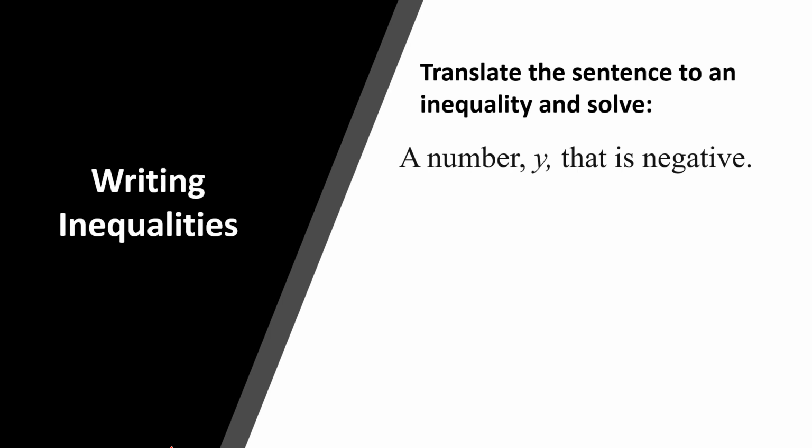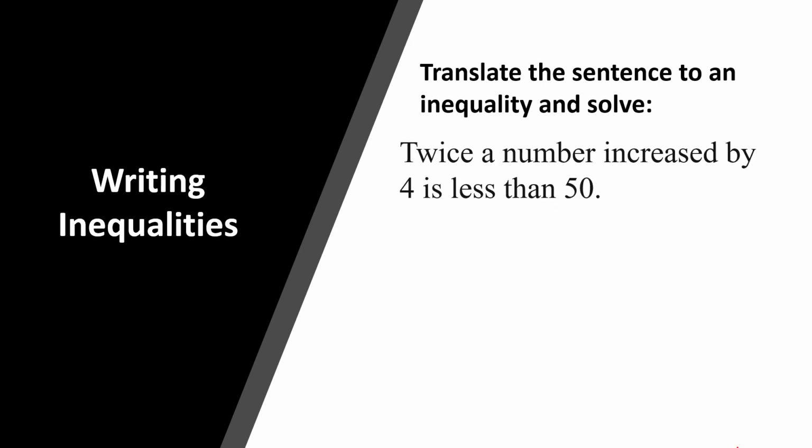Now we want a number y that is negative. Well, that's to the left of 0, so we have y is less than 0. That would give us all the negative numbers. It's not equal to 0 because 0 is not negative. 0 is not positive. It is neutral.